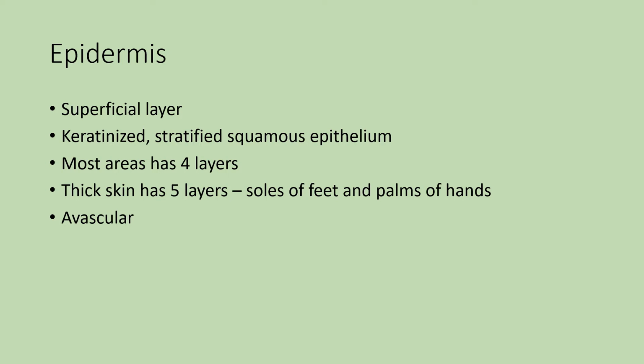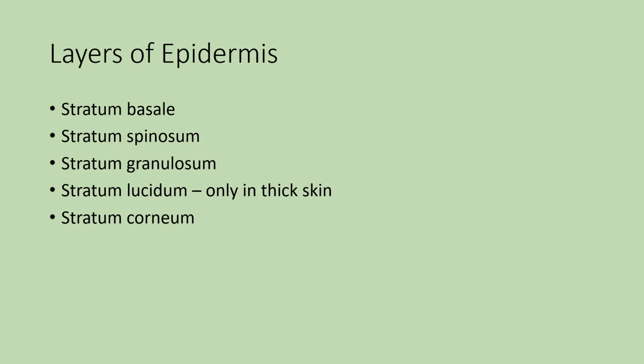The epidermis is avascular. Now, the epidermis can be subdivided into 5 different layers or 4 different layers depending on where you are. Where you're dealing with the palms of the hands or the soles of the feet, there is an extra layer because they get a lot of wear and tear. It's for extra protection. The layers, starting with the deepest layer, are the stratum basale, the stratum spinosum, the stratum granulosum, the stratum lucidum, which is only found in the thick skin, and then the outermost layer, what you actually see, the stratum corneum.